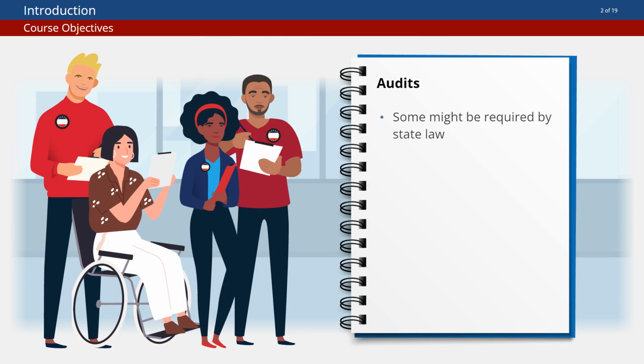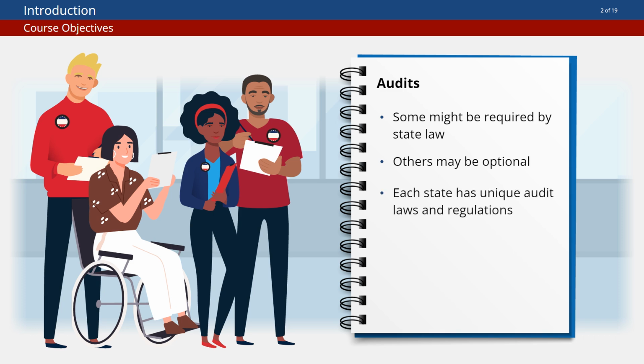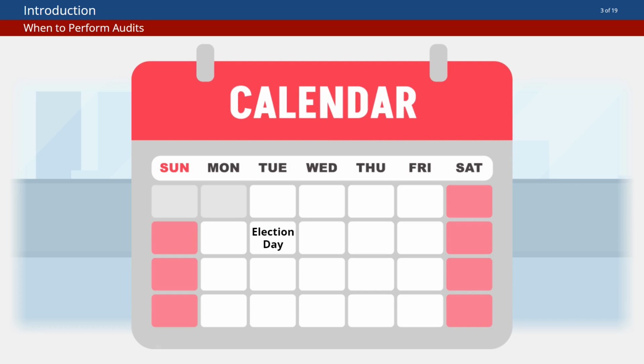While some types of audits are required by state law, others may be optional. Each state has unique audit laws and regulations, so be sure to familiarize yourself with your state's requirements when considering how to build audits into your standard operating procedures. While we might be tempted to think of an audit as something that happens after Election Day, election officials perform a variety of audits at many points throughout the election cycle, before, during, and after an election.